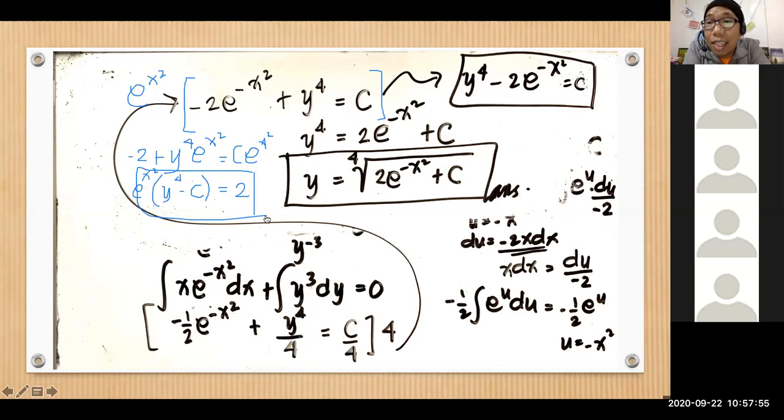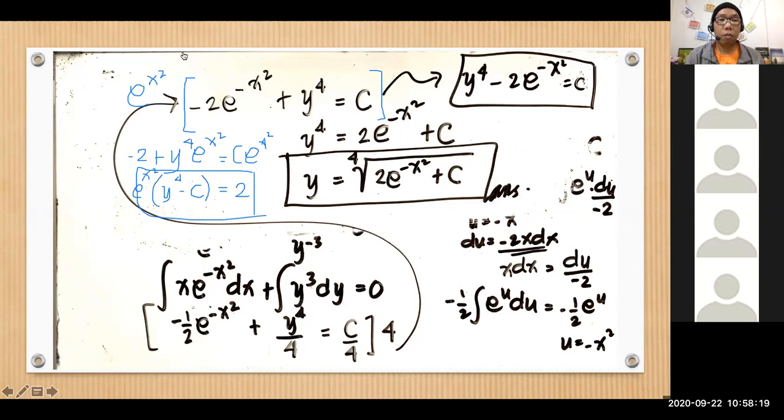Okay? Guys? Nag-gets niyo ba yung ginawa ko? Yes po, sir. So, pwedeng ganyan. So, this is actually general solution. Ngayon naman, pagdating sa particular solution, may given condition ka para ma-solve mo yung value ng C at i-plug in mo yung C na yan sa general solution para makuha mo yung particular solution. So, we'll have an example for that later.